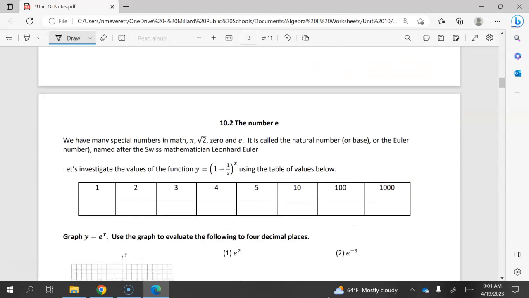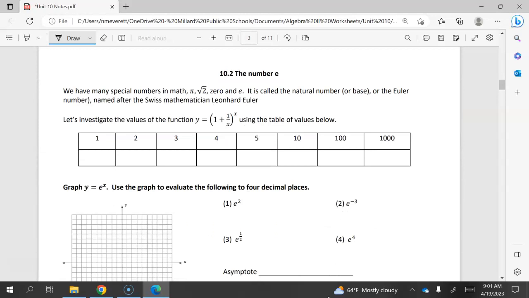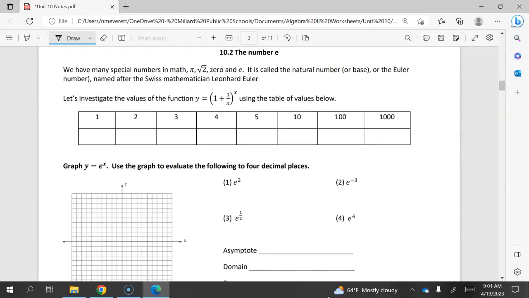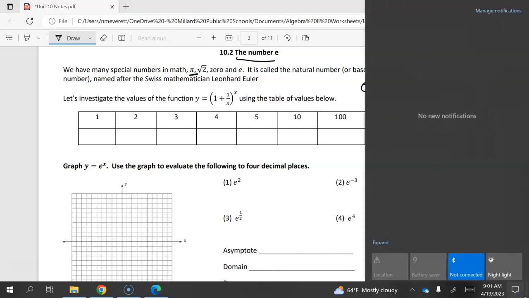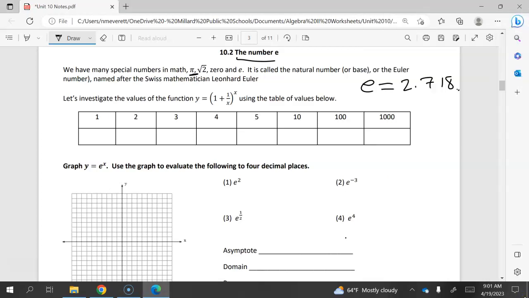All right, so we'll start 10.2 proper here, talking about the number e. Now e is basically a number. It's roughly equal to about 2.718. Imagine pi, the number pi. Pi is a decimal that keeps going and never ends. E is the same thing, except instead of 3.14, it's going to be 2.718.